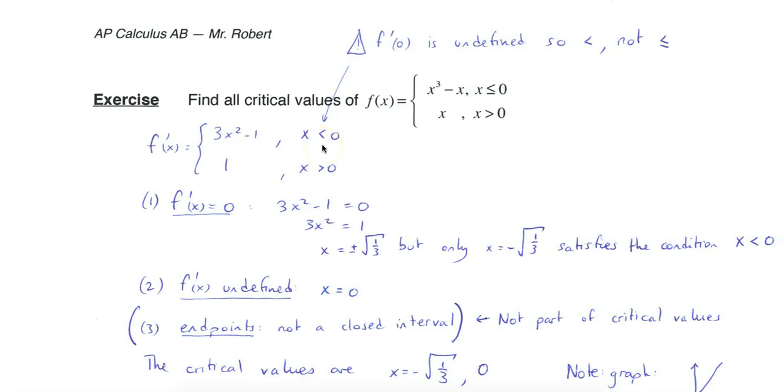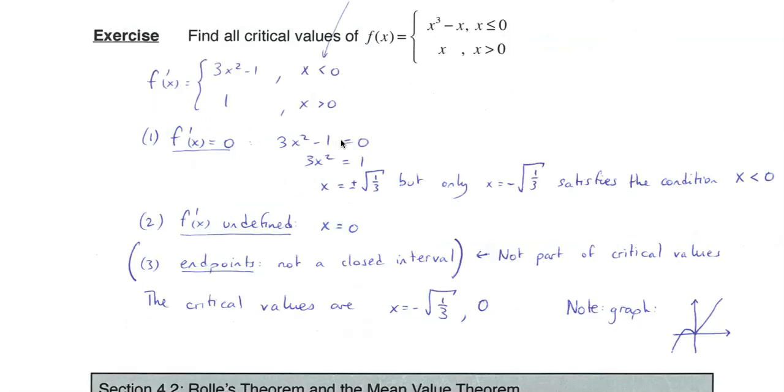It's very technical though. So first option for critical points, f prime of x equals 0. Let's look at the first rule. It means 3x squared minus 1 equals 0. We solve and we get x equals plus or minus square root of 1/3. We can only accept the answer x equals negative square root of 1/3 because that rule only applies for negative values of x. So x equals plus square root of 1/3 is irrelevant. What about the second rule? Can 1 ever be equal to 0? Well, no, obviously no, it's a constant.